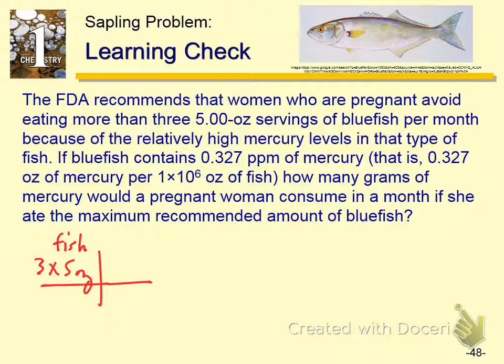Well, we need to cancel out. We got to have ounces of fish, right? So there's 0.327 ounces of mercury per every 1 times 10 to the 6 ounces of fish. Ounces of fish, and those are going to cancel out. And I think in your sapling, that's all there is to it. It's just a one-step problem. It's that simple, but somehow with all the verbiage in there, it doesn't look like it could be that simple.